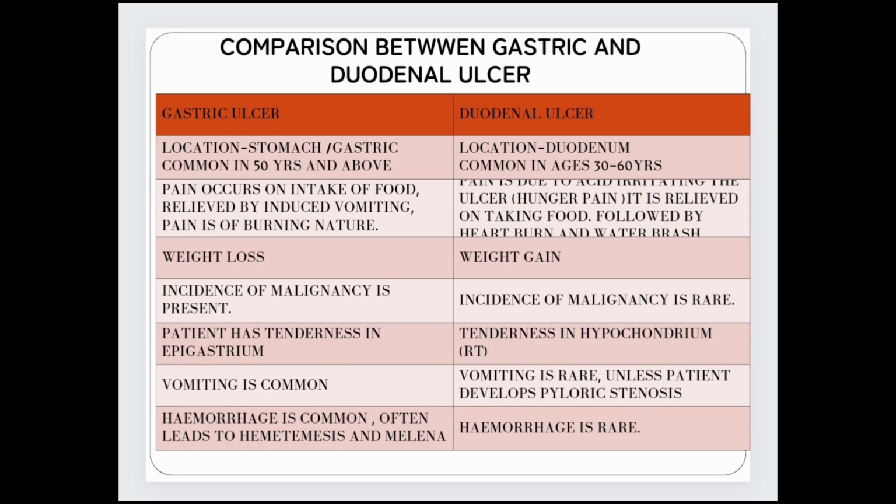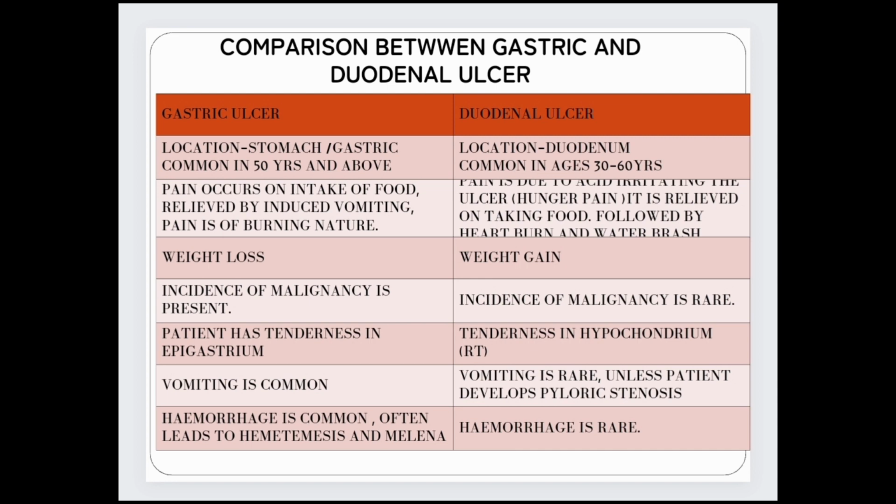Next up is a comparison between gastric and duodenal ulcer. In gastric ulcer, the location is in the stomach or gastrum, which is common in people 50 years and above. In duodenal ulcer, it is in the duodenum and the common age is 30 to 60 years. In gastric ulcer, pain occurs on intake of food, while in duodenal ulcer, the pain is relieved on taking food. In gastric ulcer, the pain is relieved by induced vomiting, and the pain is of burning nature. While in duodenal ulcer, you will experience heartburn and water brash.